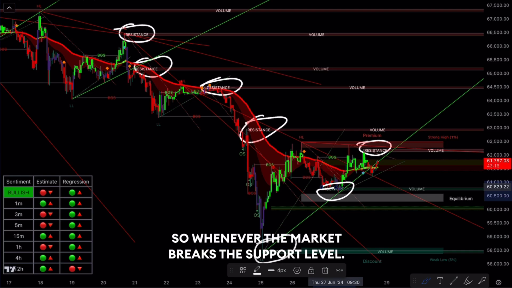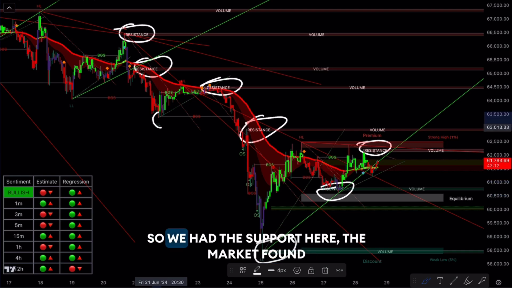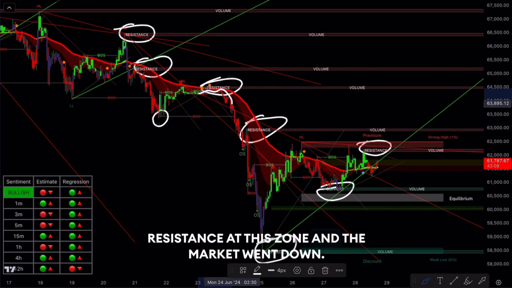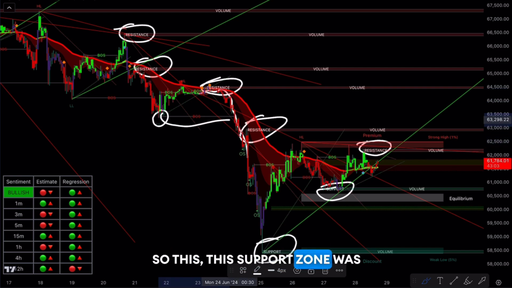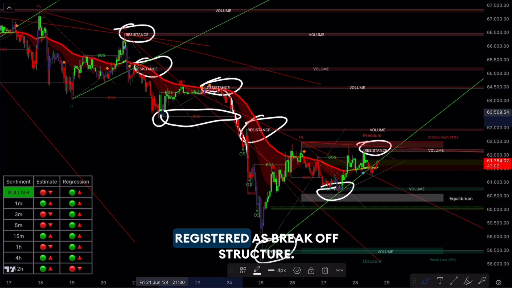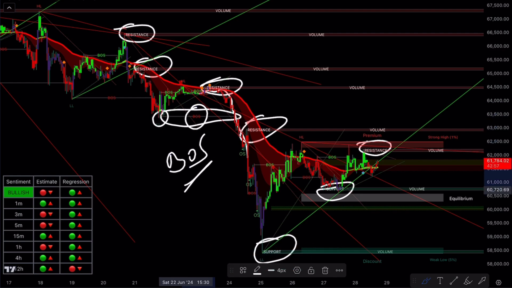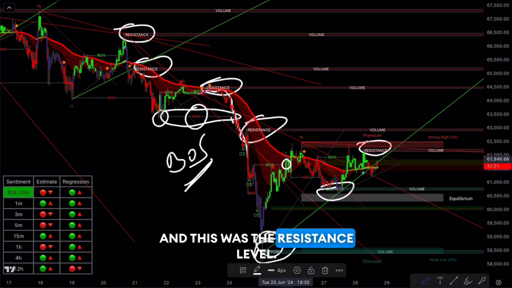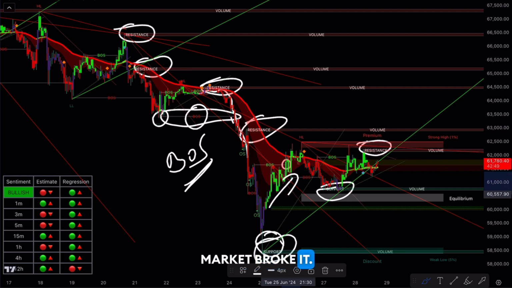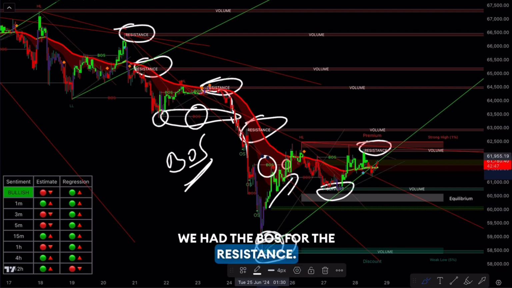So whenever the market breaks the support level, so we had the support here, the market found resistance at this zone and the market went down. So this support zone was listed as break of structure, that is the BOS. And when the market fell down, we found support here, and this was the resistance level. Market broke it, we had the BOS for the resistance.